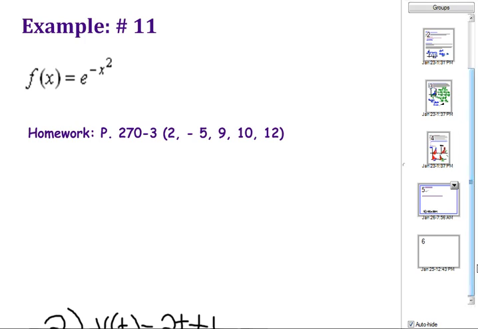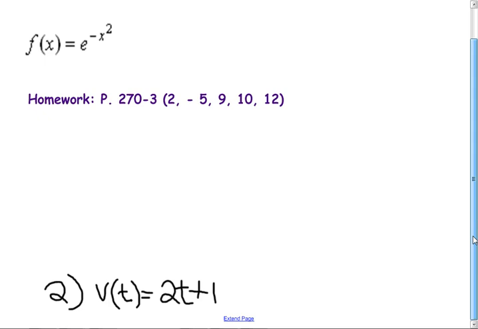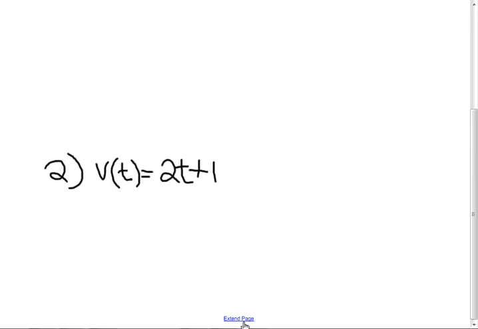Okay, so let's look at number 2. And 2 asks you for the distance you travel in 3 hours. I think it is. Find the distance you travel in 3 hours.